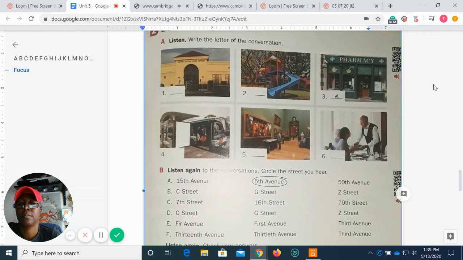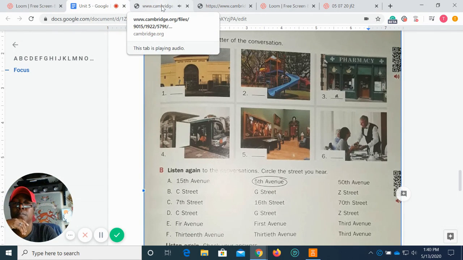Conversation F. Excuse me, is there a restaurant near here? A restaurant? Oh, yes. It's on 3rd Avenue. 3rd Avenue? Over there? Yes, it's not far. Go straight a few more blocks. It's on your right. Great. Thanks a lot.